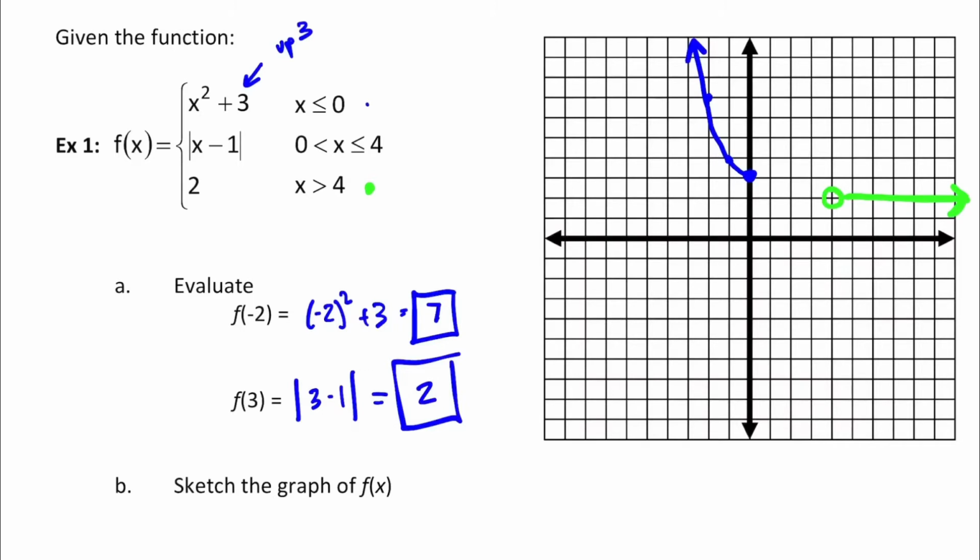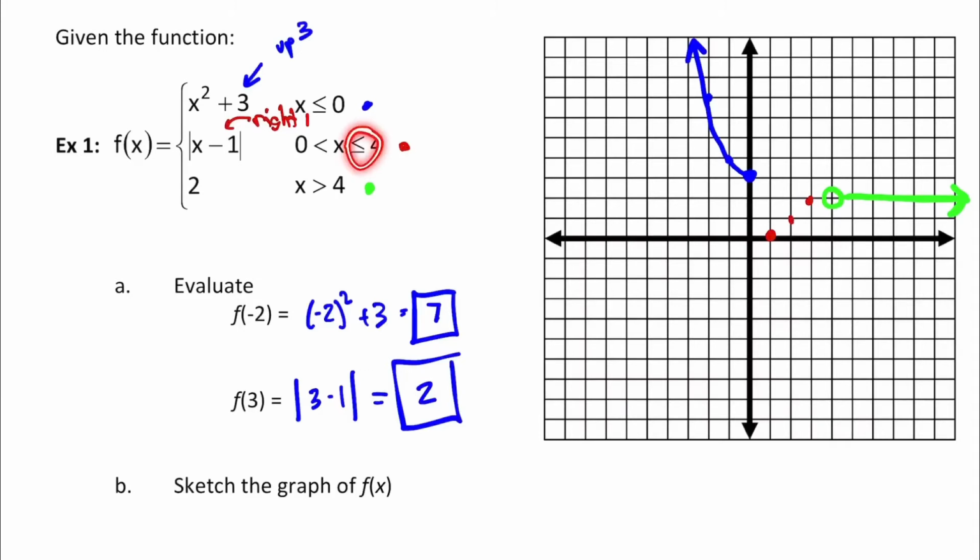Okay, so that's this piece here. And lastly, I've got this absolute value that's shifted right 1, and it goes from 0 to 4. So right 1, that's going to be the vertex, and it's going to go up 1 over 1, up 1 over 1, up 1 over 1. Now notice, you've got to be careful here.